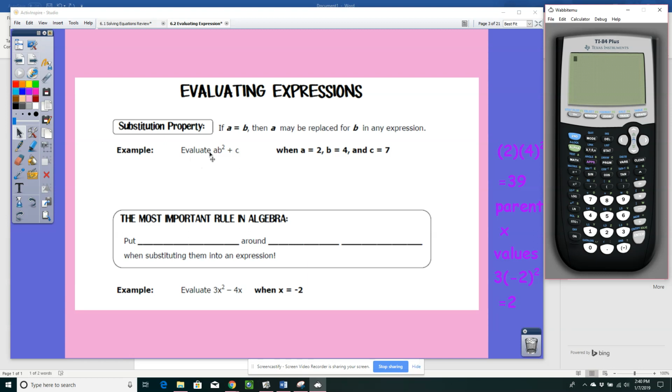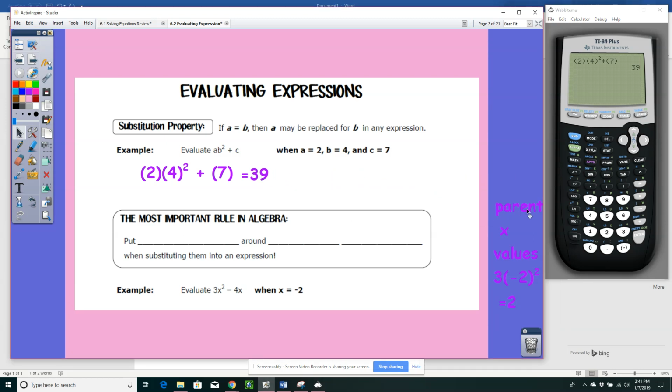So our example here says evaluate A times B squared plus C, when A equals 2, B equals 4, and C equals 7. So what we want to do is plug these numbers in, so this 2 here, in for this A. And so when we do that, A times B squared plus C becomes 2 times 4 squared plus 7. And then all you have to do in your calculator is type it in exactly like you see it. So as long as you put in the parentheses where they're supposed to be, your calculator will do all the work for you. So this one equals 39.